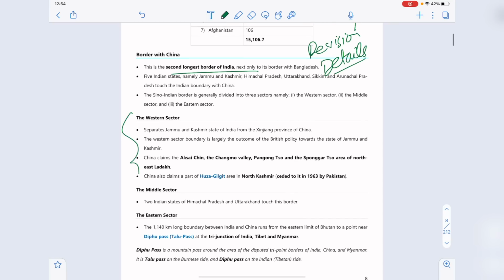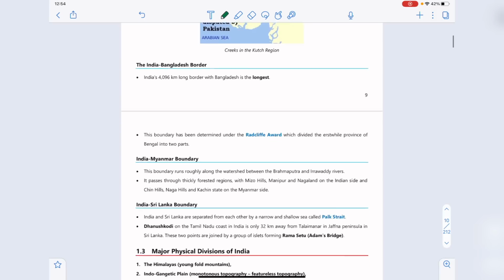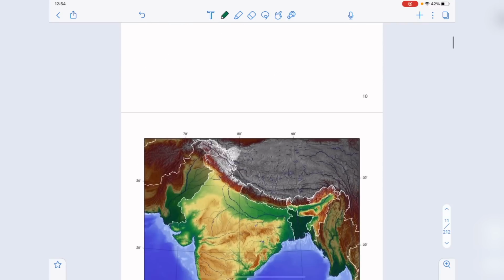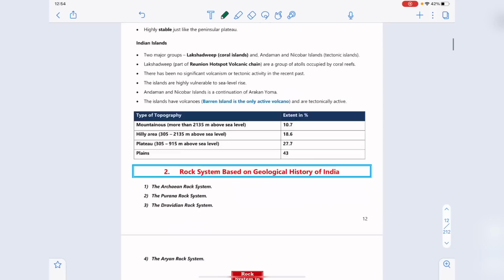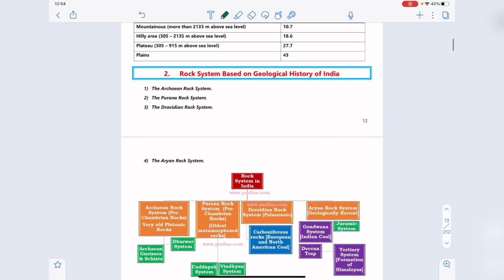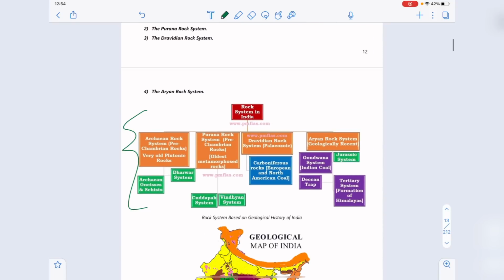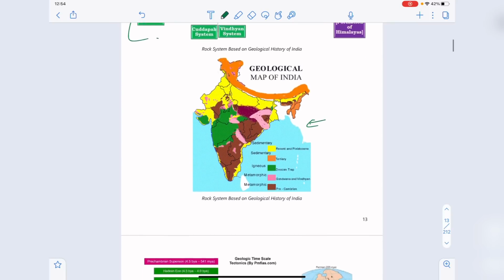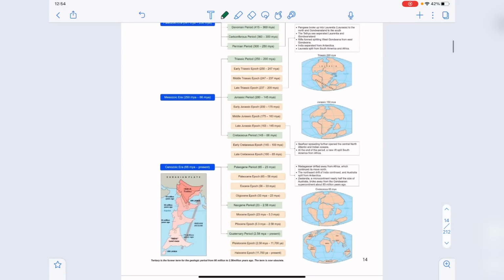Here they have provided all the details that you need to study about the geographical setting of India, borders, where it is located, what the major divisions of India are. They have provided a physical map for your reference, so all this is definitely useful. After that, they have provided the detailed structure and diagram of where various Indian rock systems are located, and then you can go into detail about that.